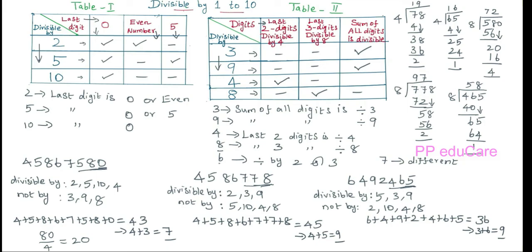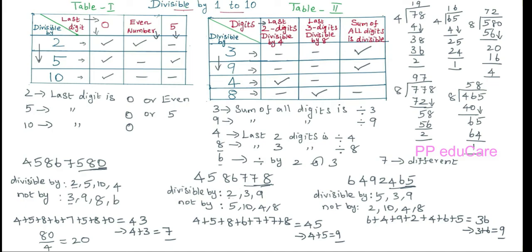Now let's see the divisibility rule of 6. If a number is divisible by both 2 and 3, then the number is divisible by 6 also. Now look at the first example. The first number is divisible by 2 but not divisible by 3. So therefore the first number is not divisible by 6.